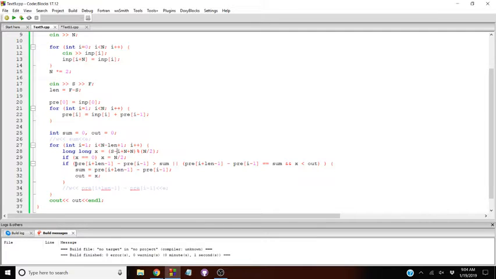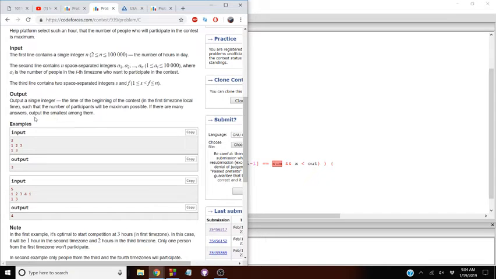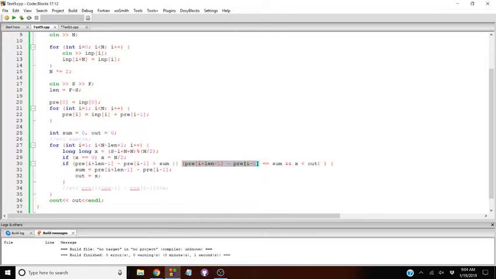Okay, if prefix i plus len minus 1 minus prefix i plus 1, so this is prefix b minus prefix a minus 1, is greater than the current sum, then we got ourselves an answer. In the problem it says, if there are multiple answers, output the smallest amongst all of them. Multiple answers being the time of the beginning of the content. So if it's a better answer, we're definitely taking this.